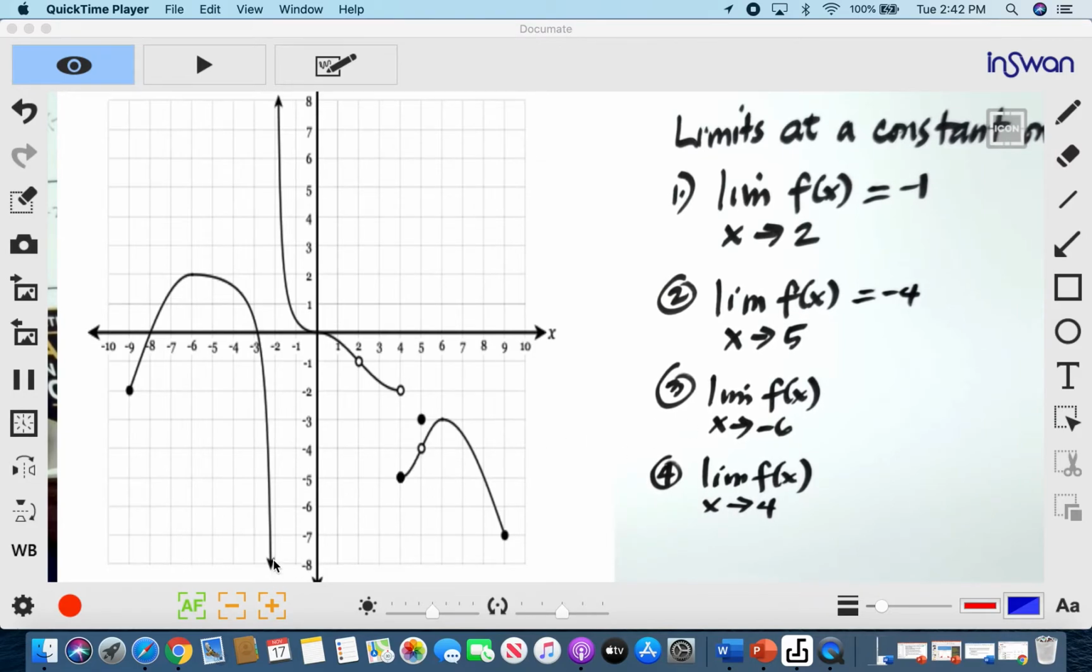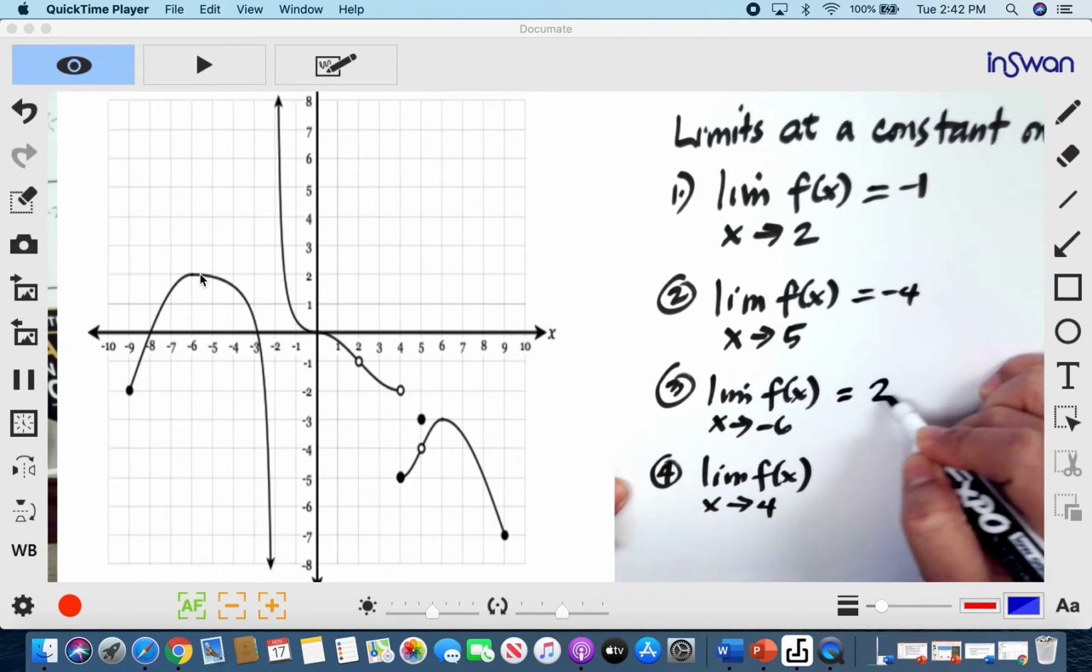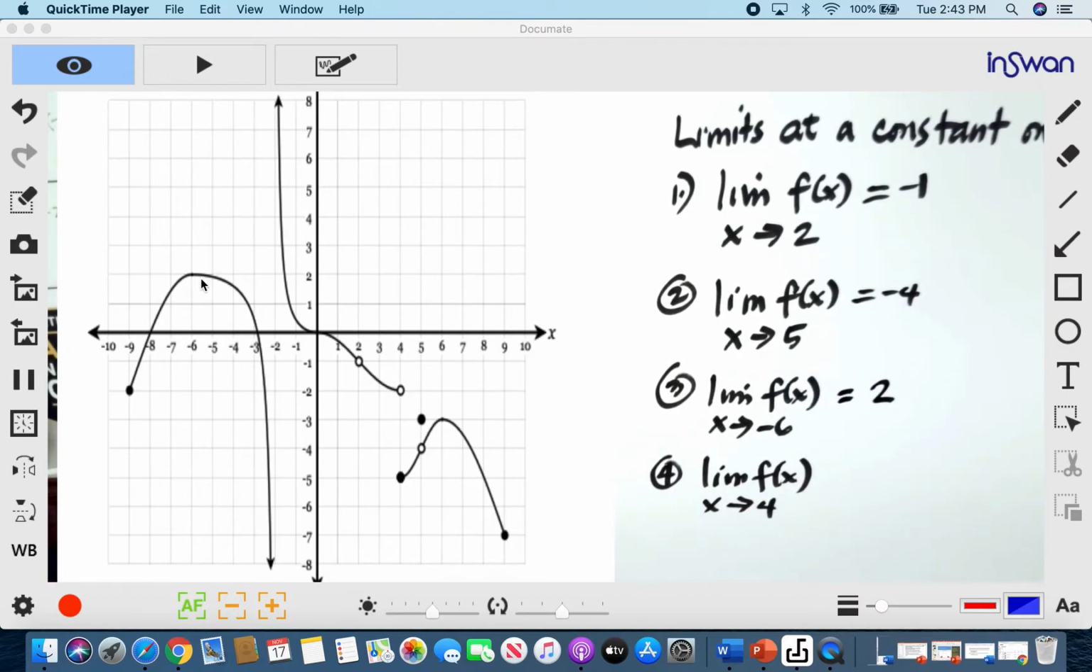Okay? Now let's go to number 3. Now this is really very specific because there's no removable discontinuity in this graph. So from the right of negative 6, because negative 6 is here, we are referring to this graph. So from the right of negative 6, your y is approaching 2. And from the left of negative 6, it will also approach 2. So therefore, because the left and right hand limits are the same, at 2, the limit exists at positive 2.